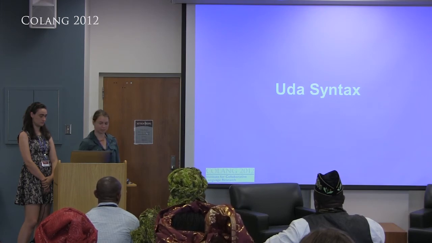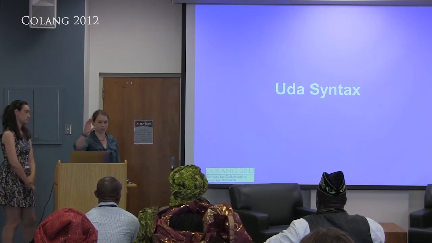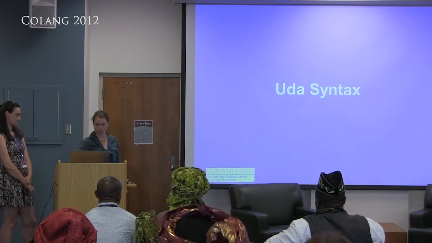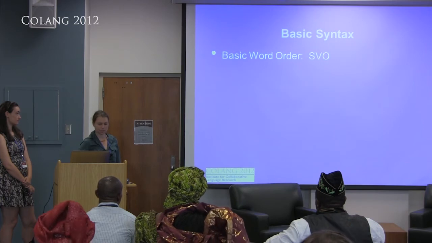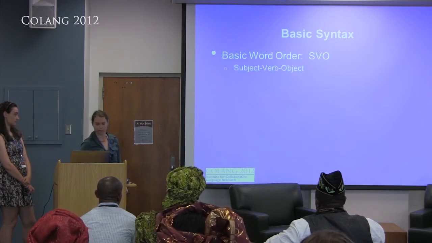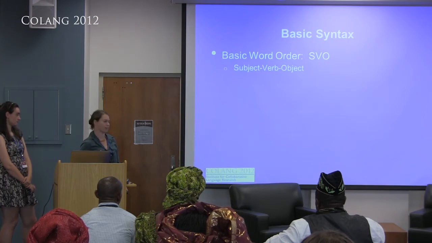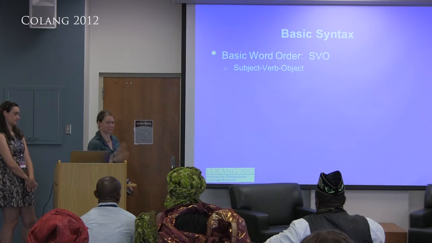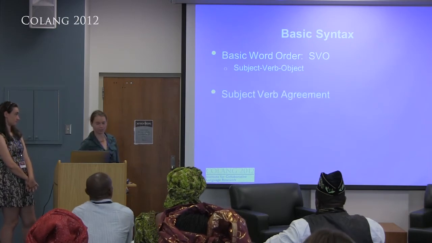I'm just going to give you a little bit of a taste of what's going on, and then we'll touch on some of the points that each of us found very, very interesting while we were working through this. So our basic word order is SVO. That's subject, verb, object. I'm going to be going back and forth between what I say for the linguists and what I say for the non-linguists among us. And then we also have subject-verb agreement.